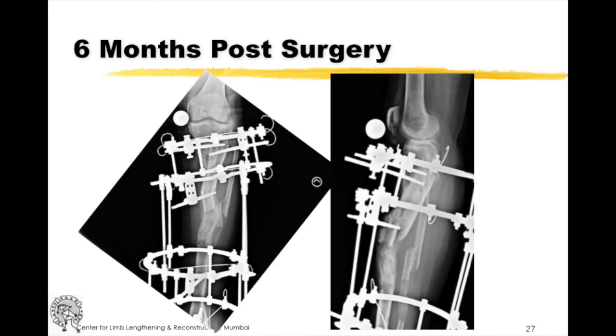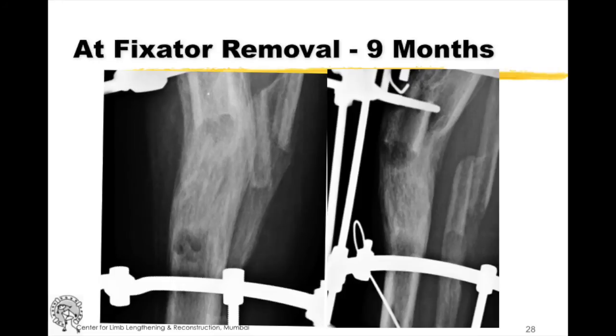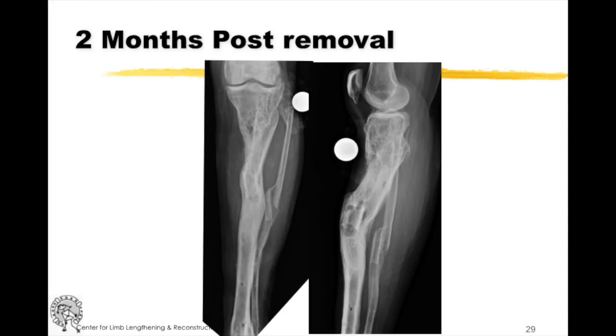we take those off, and using the modularity of the Ilizarov, you connect the proximal set of rings to the distal set of rings, and things heal up pretty well. This was at the time of removal of the fixator. This is 2 months post removal. So now, if you ignore all this wavy stuff, proximal to distal well aligned, proximal to distal well aligned, though anteriorly translated, but that is a conscious decision that we took.